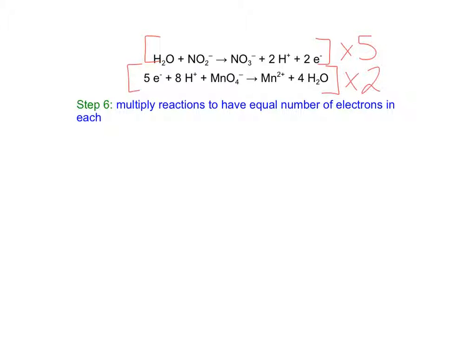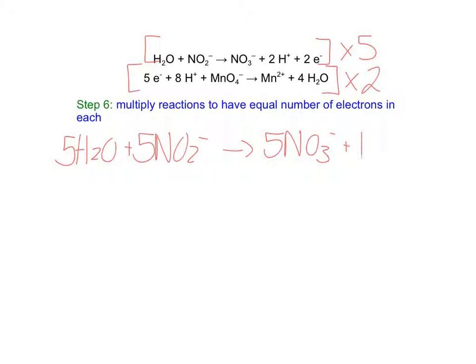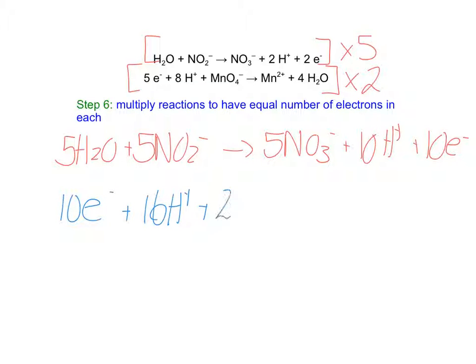So we need to multiply this reaction by 5 to get 10 electrons and our second equation by 2. I'm going to write this out because if I've changed both coefficients, I just can't keep track of it in my head. So I'm going to get 5H2O and 5NO2 minus makes 5NO3 minus, 10H plus and 10 electrons. Second equation should be 10 electrons. Look at that. They're both the same.